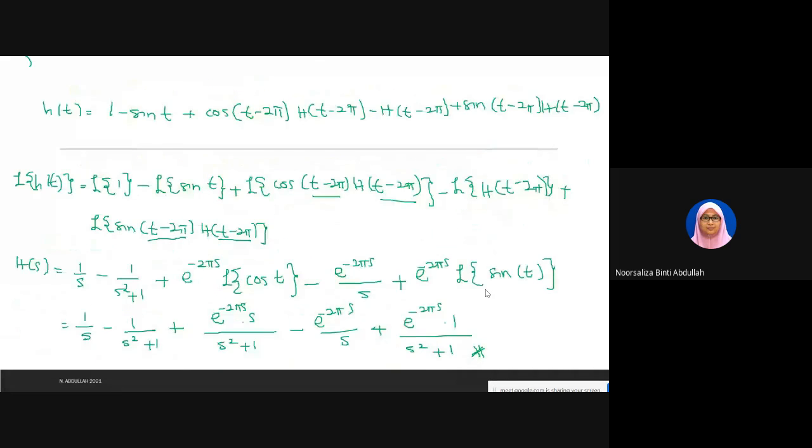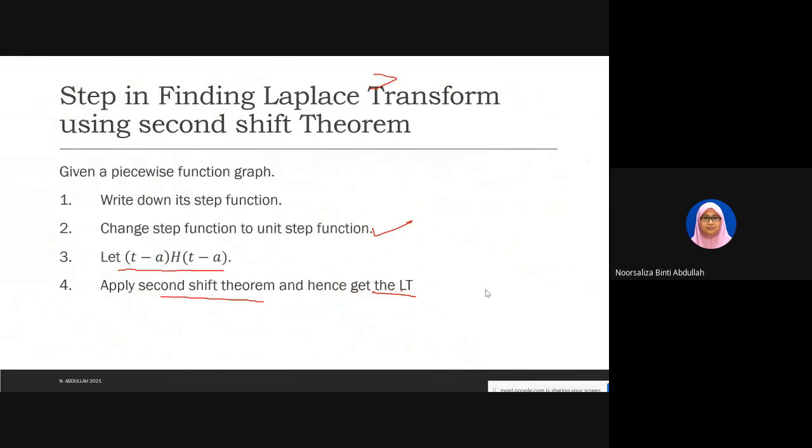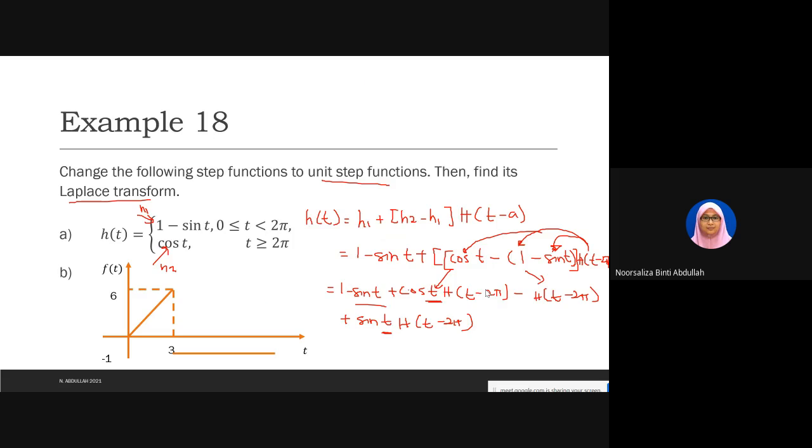Okay, so last week we already covered until the second shift theorem for Laplace transform. Any question regarding last week's lecture? Ada soalan tak? No, doctor. So faham.